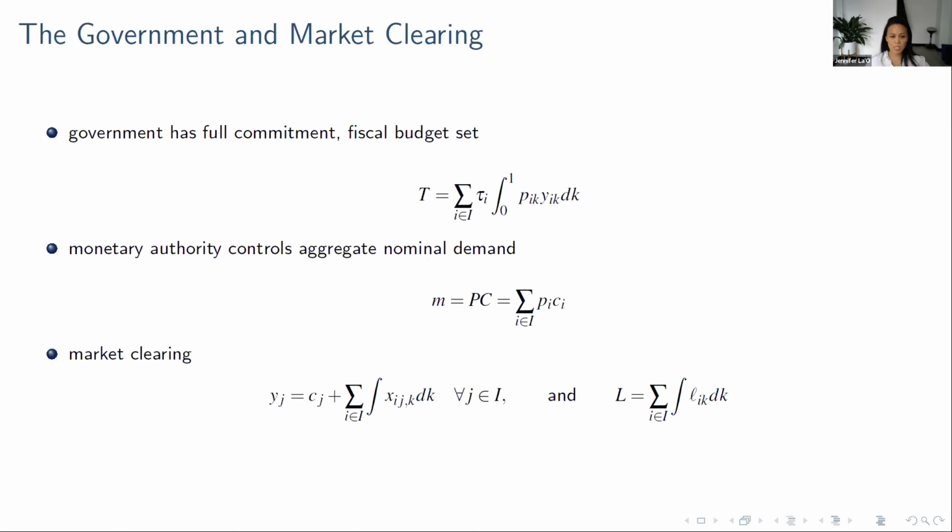Okay, in terms of the government, it's pretty simple. We just have a fiscal budget set, so the transfers have to be equal to the amount of taxes they collect from these firms. And because it's a static model, we simply say that the monetary authority directly controls aggregate nominal demand. So they get to just choose this M, which is equal to nominal demand P times C. And then finally, we just have market clearing in all of the goods markets, as well as all of the labor markets.